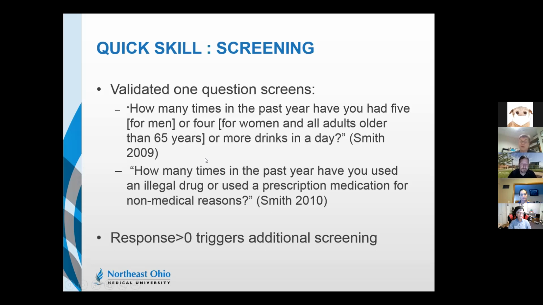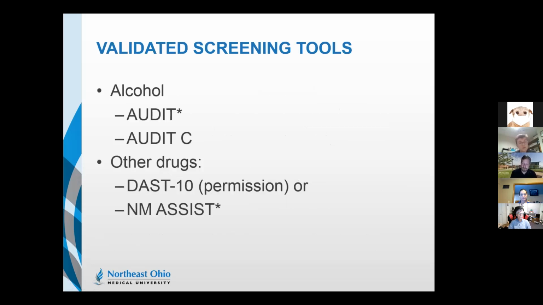Any response greater than 0 triggers additional screening, and this can be done with another validated tool for finding out more about a person's alcohol use. The AUDIT is a good tool to use, and for finding out about other drugs, the DAST-10 is the quickest and most manageable. We need to have permission to use the DAST-10, and if you're using it for a clinical reason, not to sell it or make money from it, it's very easy to get that permission.